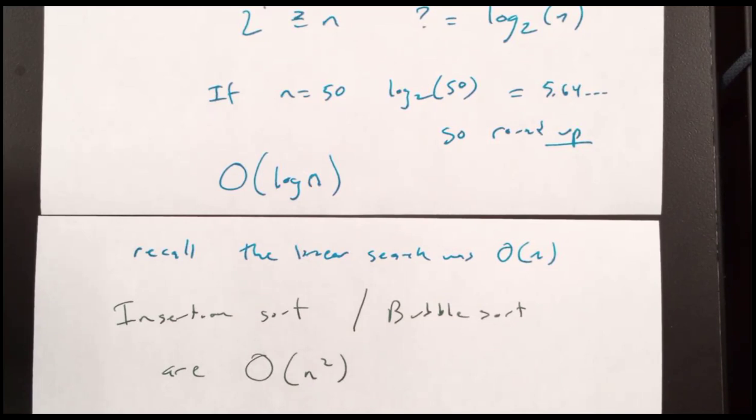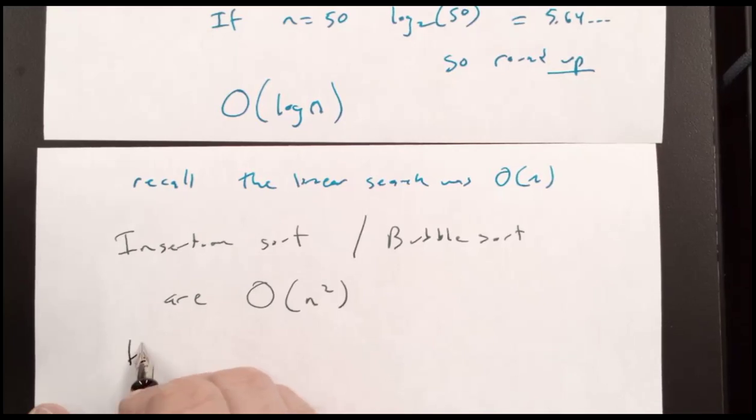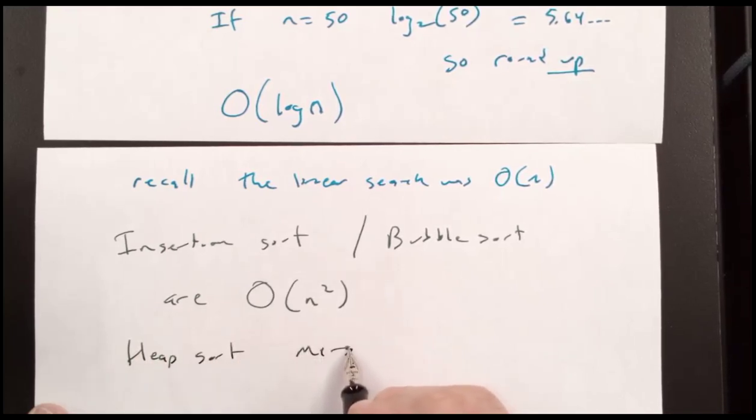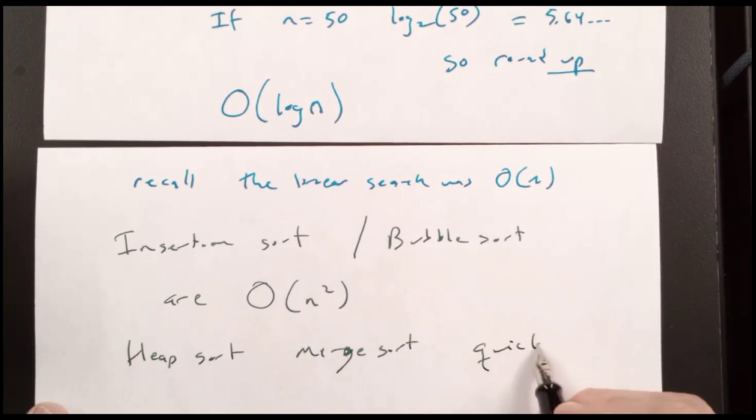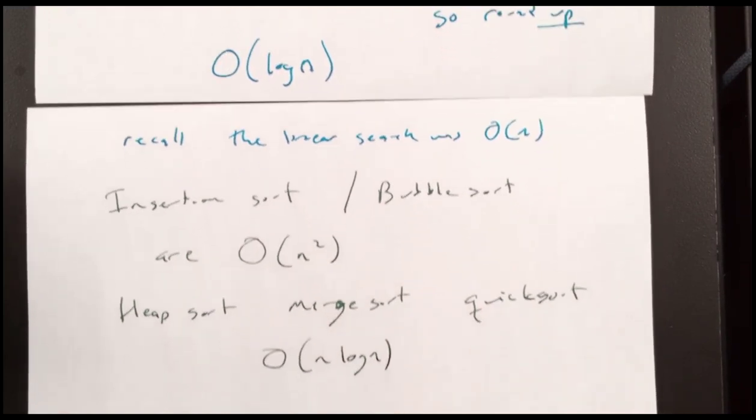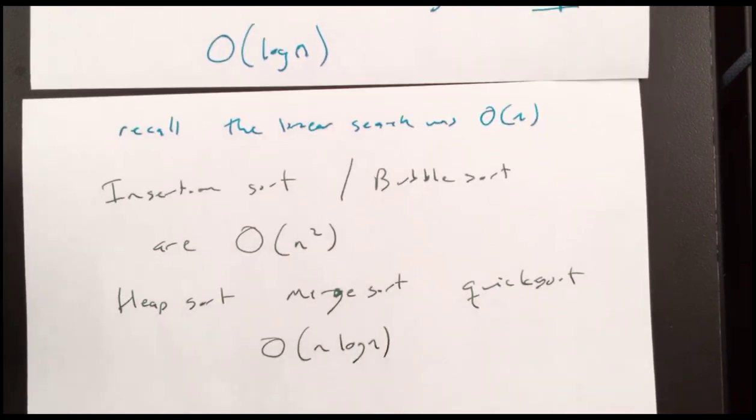There are faster sorts. Things like the heap sort or the merge sort. What's the third one called? The quick sort. Those are all big O of n log n, which makes them a little faster, but not hugely faster.